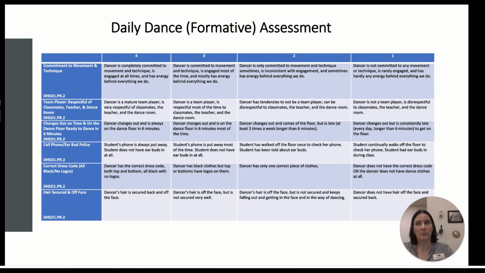And we all love our dance rooms and our space, and we want our dancers to be respectful of that as well. So, depending on your procedures, changes out on time on the dance floor, ready to dance in 6 minutes. This year, it's never 6 minutes, but because we have to alternate the dressing room, I usually give them 4 minutes to change out, but this year it's been 6. So are they always changed out and ready to go on the dance floor in 6 minutes? And yes, I have timed them, and I have taken off points for dancers who are not out in 6 minutes. The next one down, who knew I would have had to put this on?